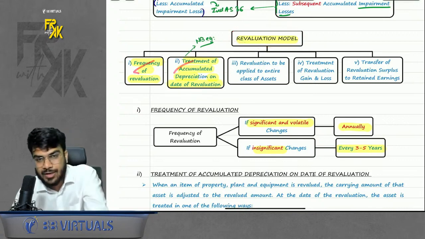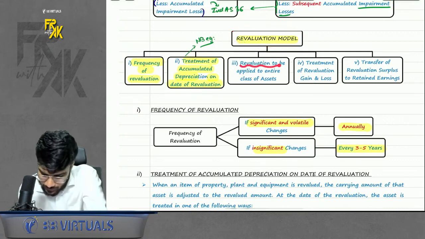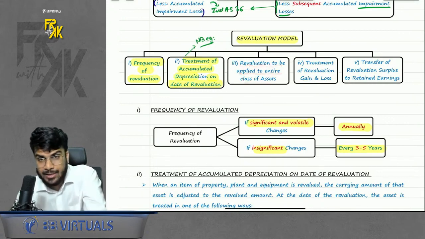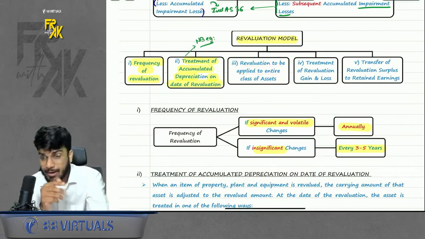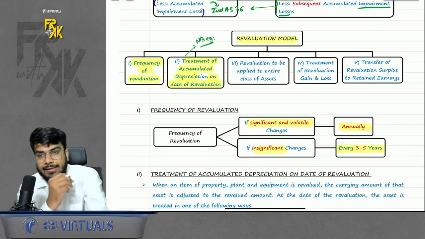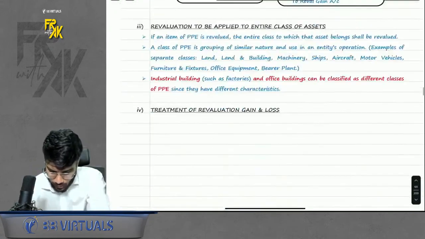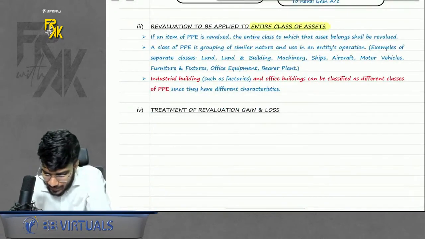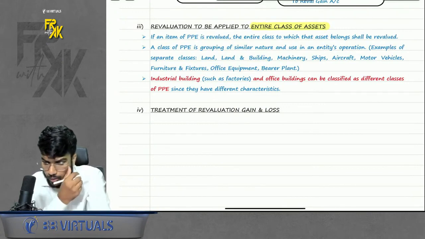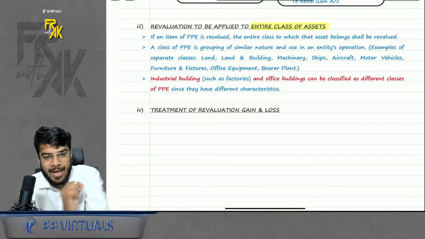First and second point is already covered. Third point: revaluation to be applied to entire class of asset. Now, what is the meaning of this point? Revaluation to be applied to entire class of asset. This means that, what is the meaning of entire class of asset? All assets having same nature, same characteristics will belong to one class.